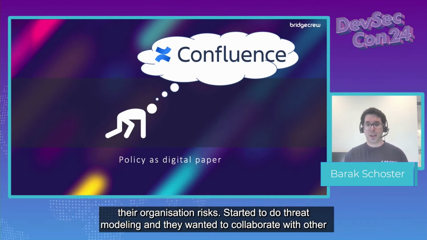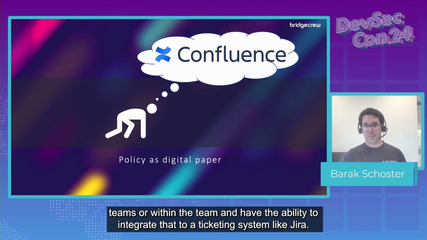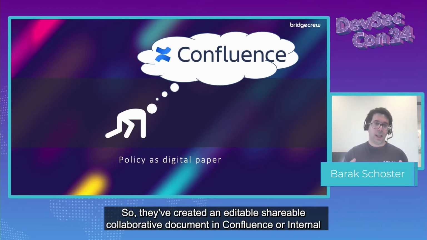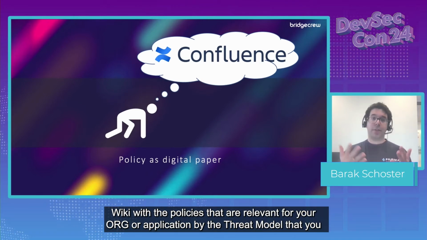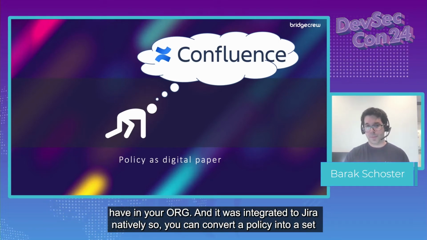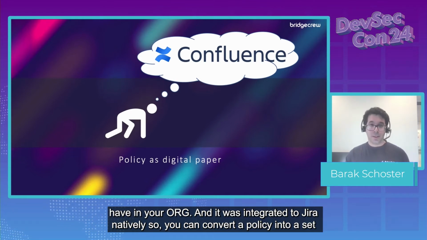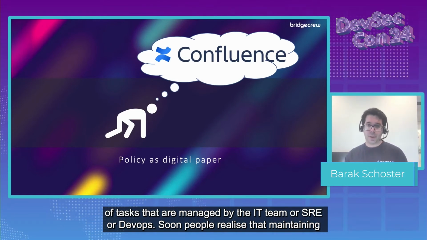They started to do threat modeling, and they wanted to collaborate with other teams or within the team and have the ability to integrate that to a ticketing system like Jira. So they created an editable, shareable, collaborative document in Confluence or an internal wiki with the policies that are relevant for your org or application, based on the threat model that you have in your org. And it was integrated to Jira natively, so you can convert a policy into a set of tasks that are managed by the IT team or SRE or DevOps.